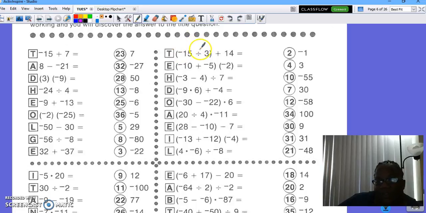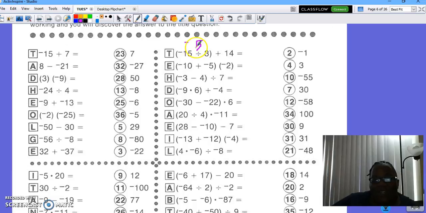So you have a negative divided by a positive, right? You know your answer for this part is going to be negative, because if you look at your rules, a negative divided by a positive is negative. Just do the division. So 3 will go into 15 how many times? That's right, 5.